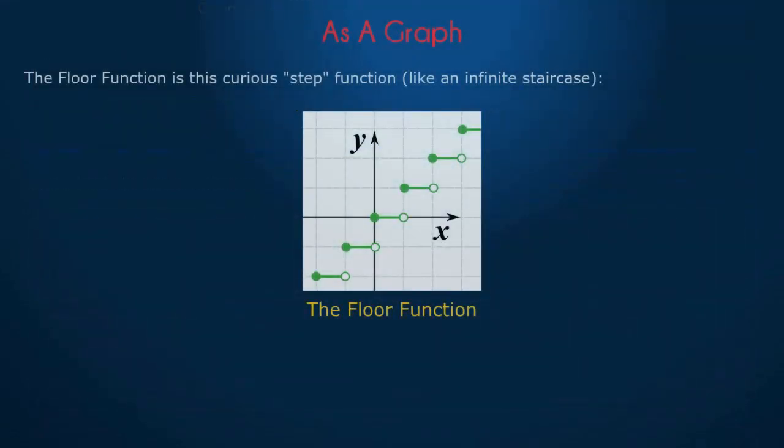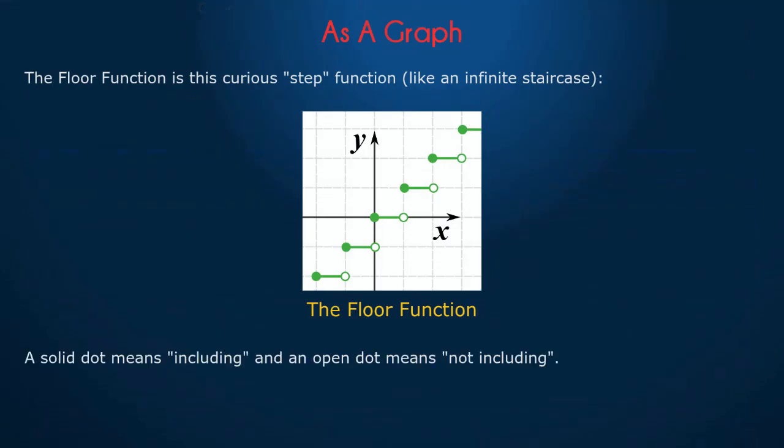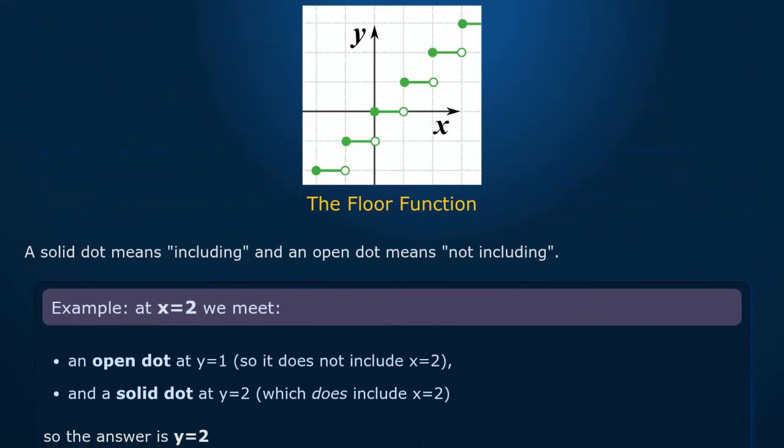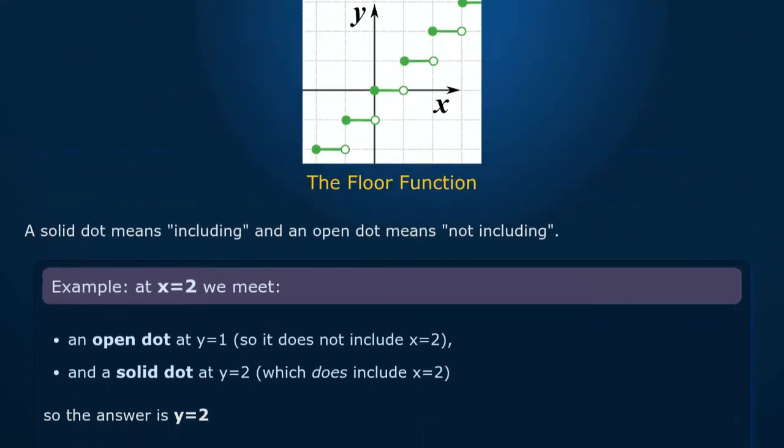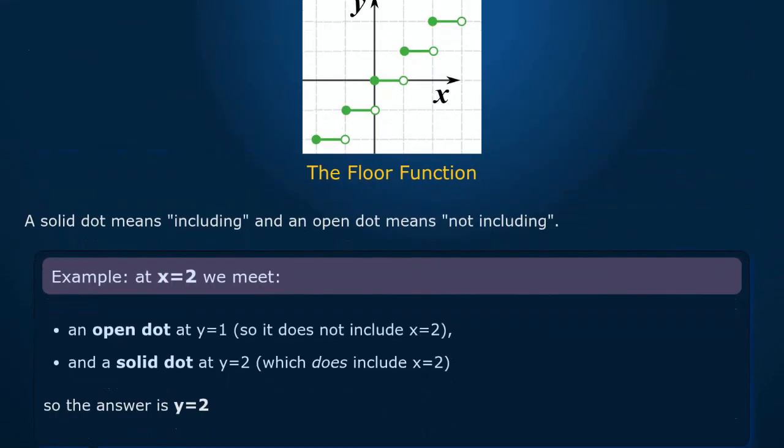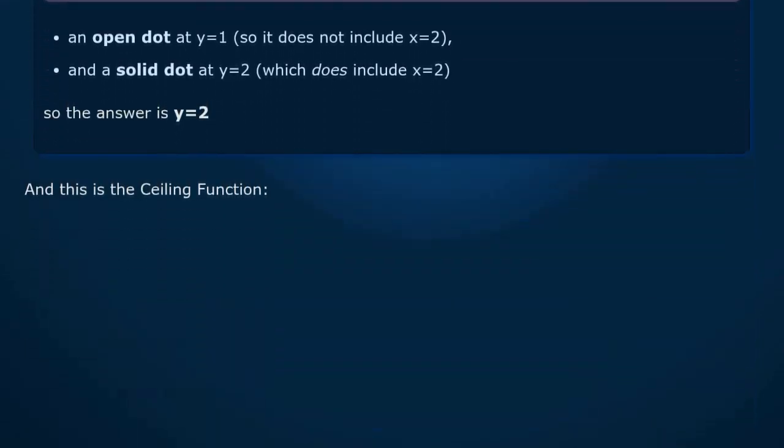The floor function is this curious step function, like an infinite staircase. A solid dot means including, and an open dot means not including. Example, at x equals 2, we meet an open dot at y equals 1, so it does not include x equals 2, and a solid dot at y equals 2, which does include x equals 2. So the answer is y equals 2. And this is the ceiling function.